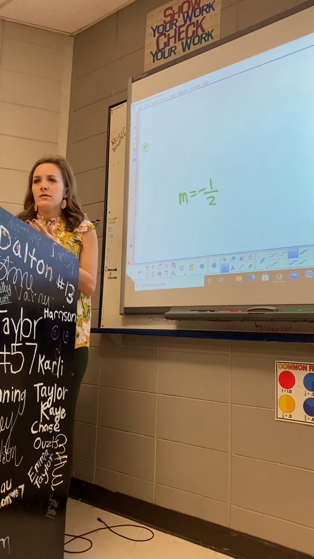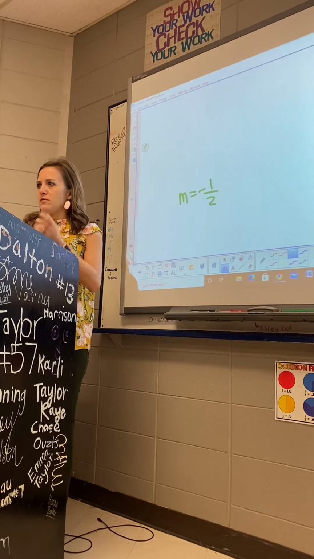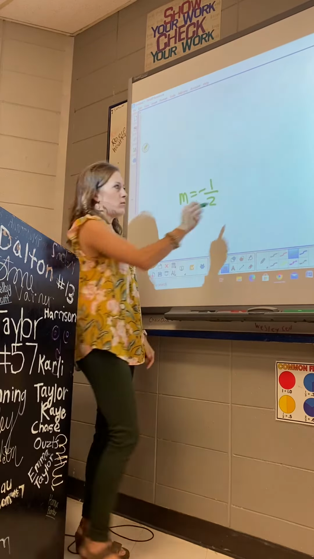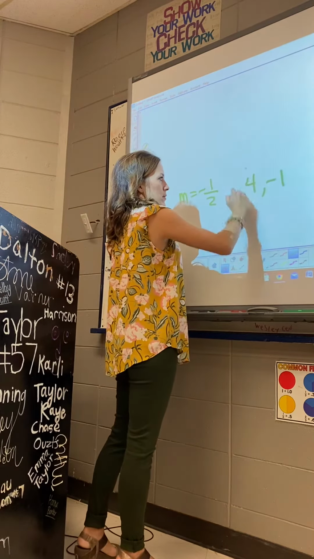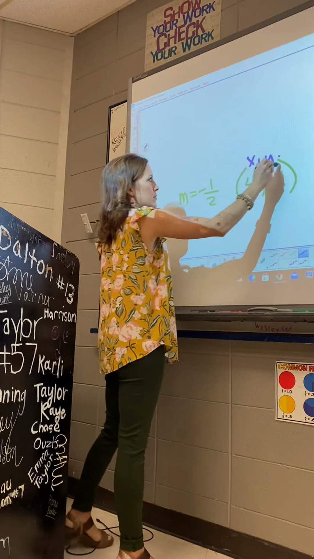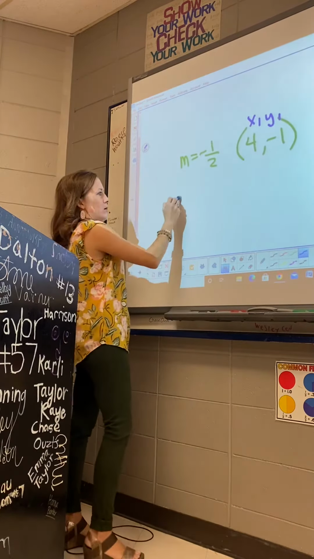Okay, so the slope, does everybody understand how we got that? Just flip and change the sign. All right, so other than that, it's the same. It passes through the point 4, negative 1. Remember that's your x1 and your y1. So from there, you just do it like we've been doing it.